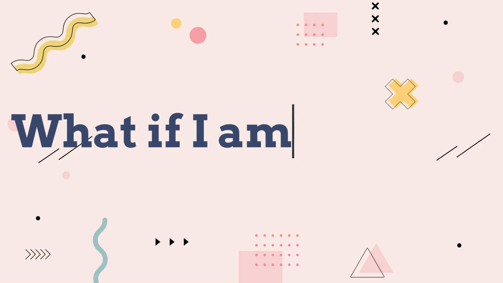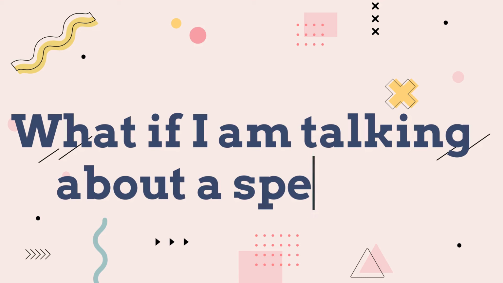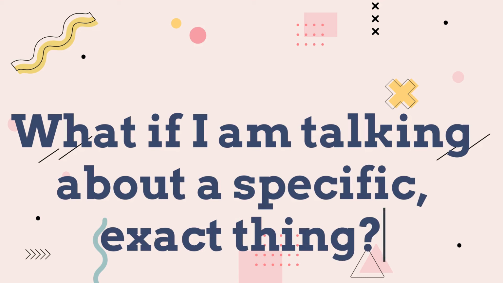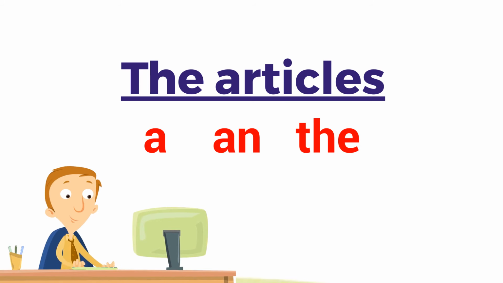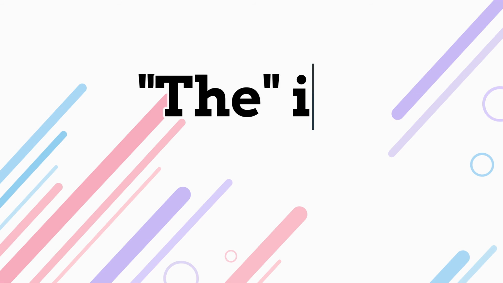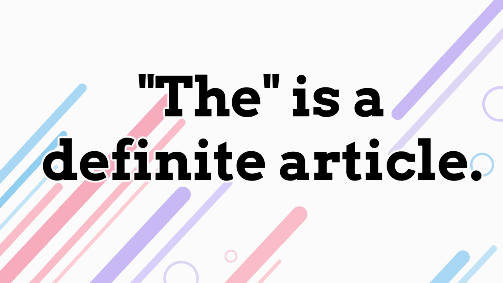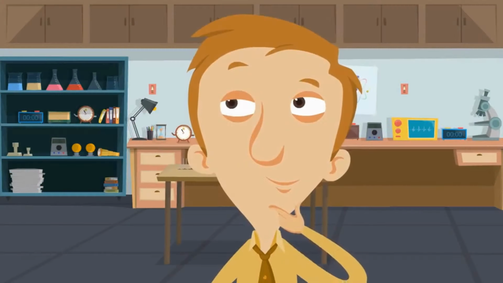Now, wait a moment. What if I am talking about a specific exact thing? Well, that's where the third article comes in, the article the. The is a definite article. Can we say that together? The is a definite article. Here, I'll show you how it works.